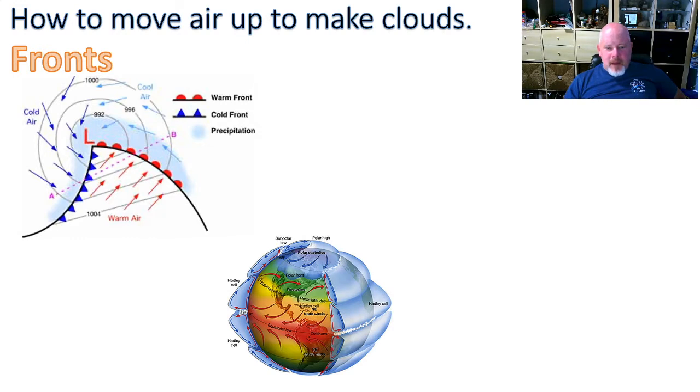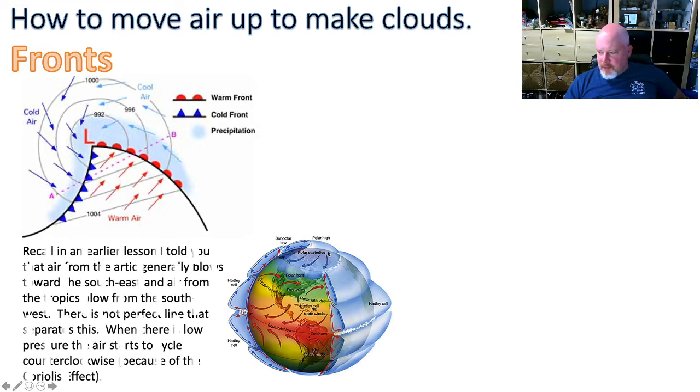Another way to move air up is called a front. Now, if you remember, about 2 videos ago we talked about the general direction of air movement on the Earth. At the equator, it moves up because it's warm air. At the poles, the air moves down and moves over the surface and is pulled to the right by what's called the Coriolis effect. That air that goes up from the equator eventually has to come back down, and it creates a high pressure system in this area where air is sinking down, and it moves over the surface of the Earth and is pulled to the right because of the Coriolis effect.